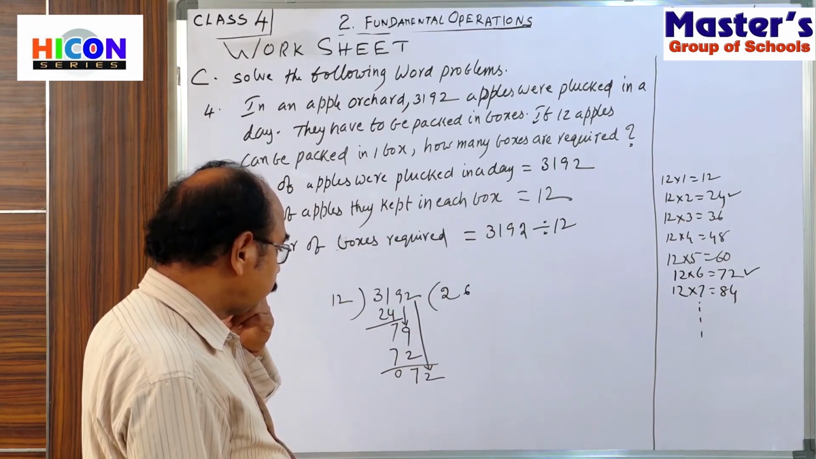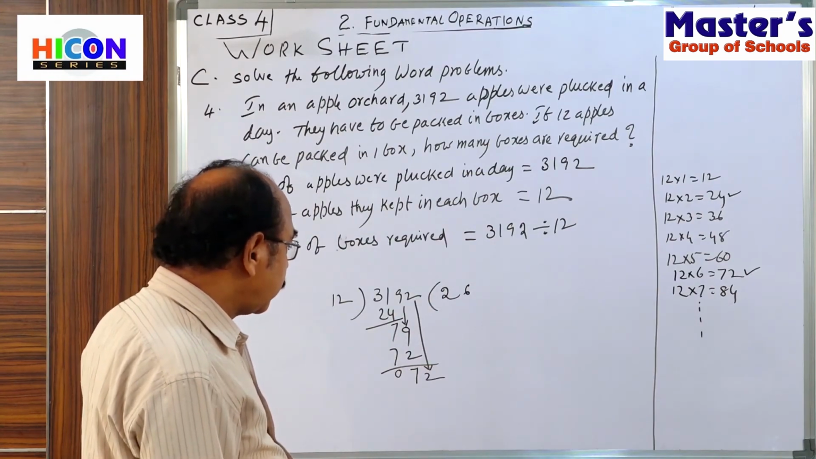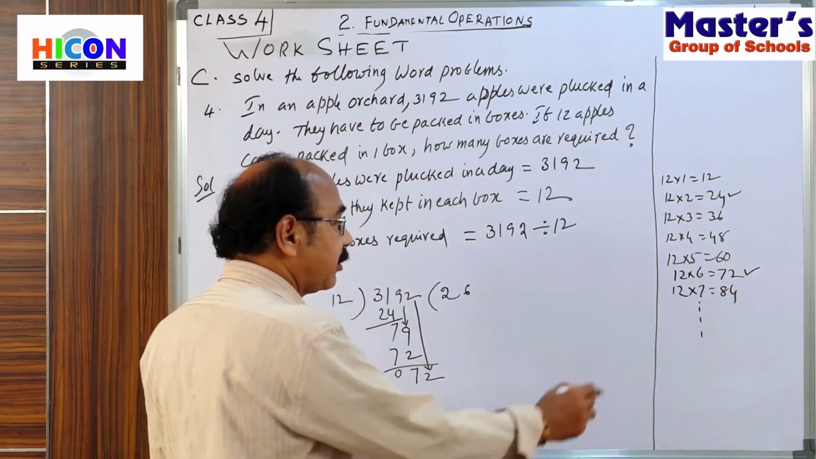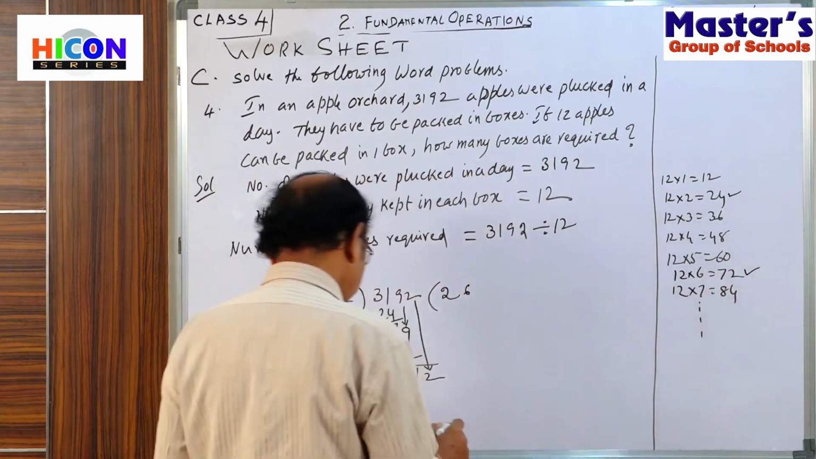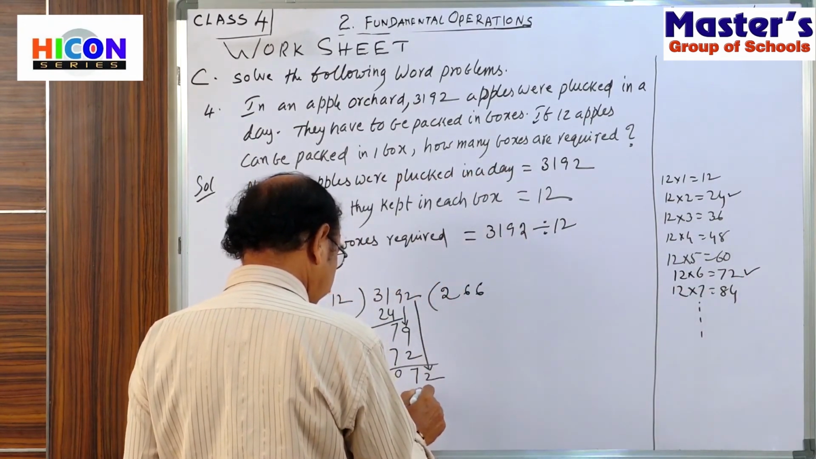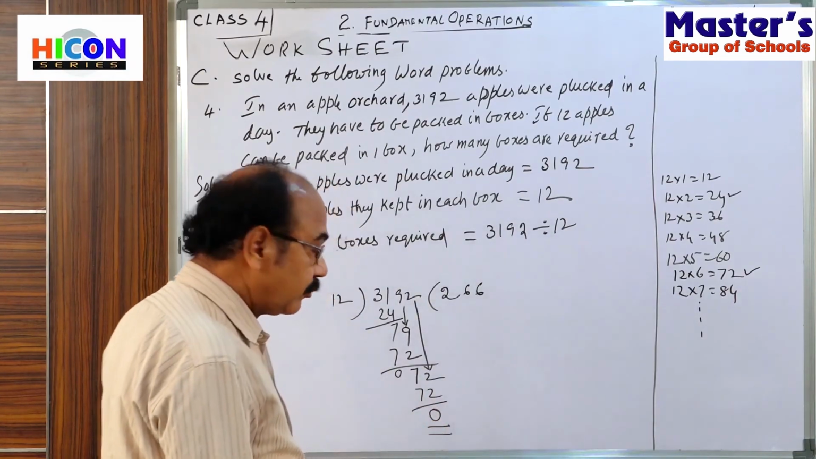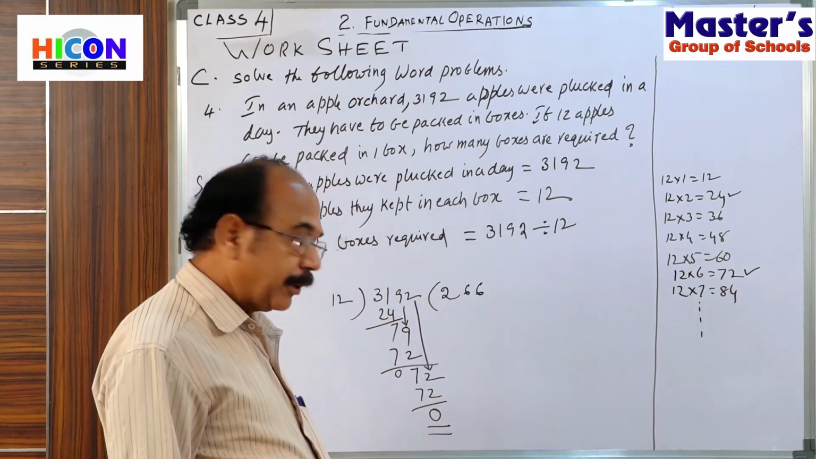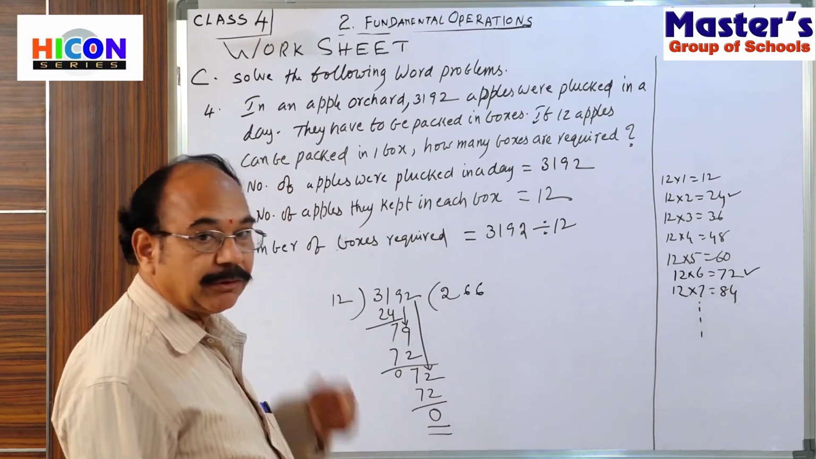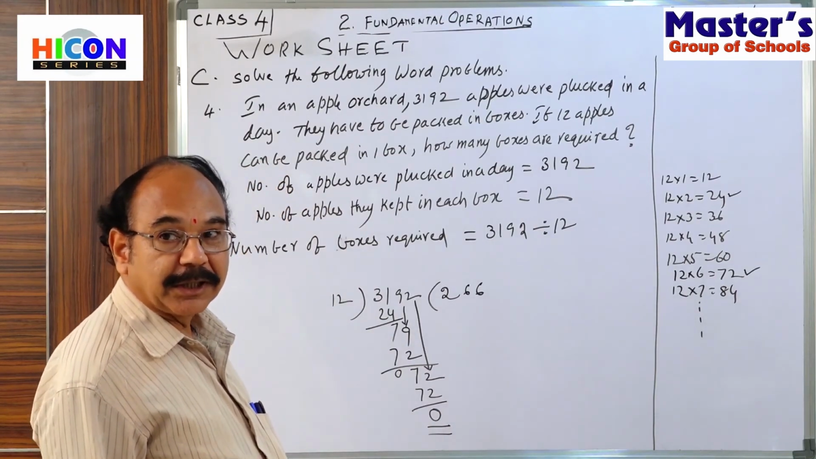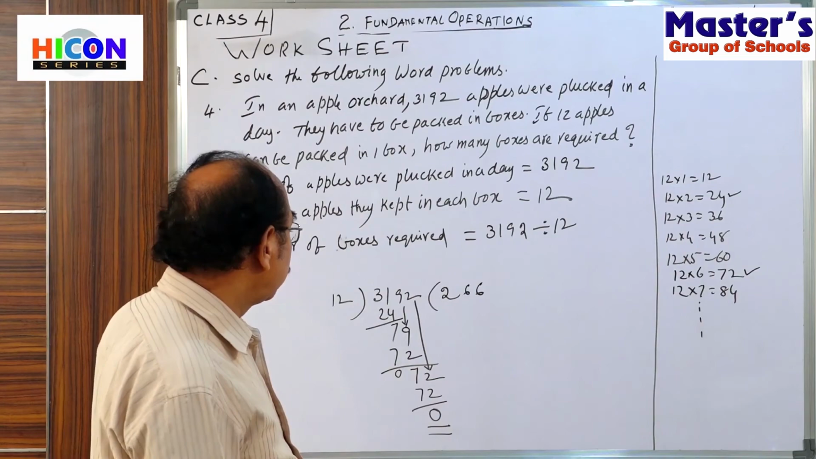Okay, children. How many times now? 12 sixes are 72. Subtract: 0. Division is over. Remainder is 0. That means it divides exactly.